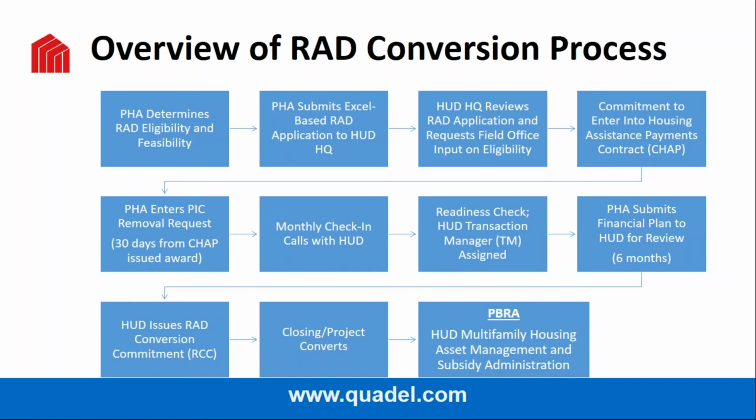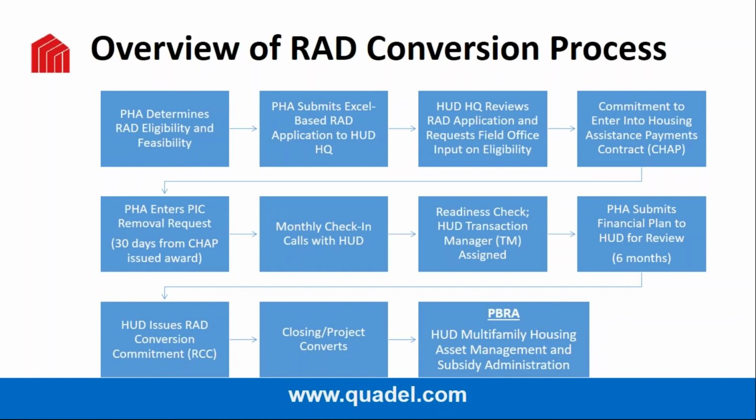Next, HUD and the PHA will then begin conducting monthly update meetings and check-in calls to discuss pending benchmarks, what the next steps are, any upcoming deadlines, and things to help ensure that the overall conversion process continues to go smoothly. These are very important meetings, and it's important to discuss any pending issues so that both parties are aware and are on the same page with the next steps, the upcoming benchmarks, and necessary deadlines.